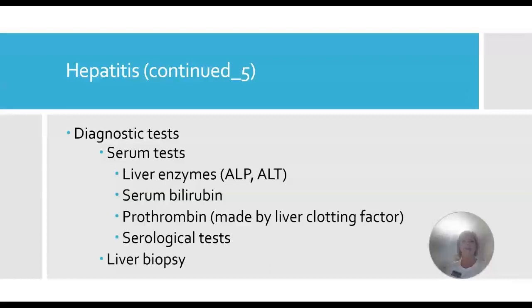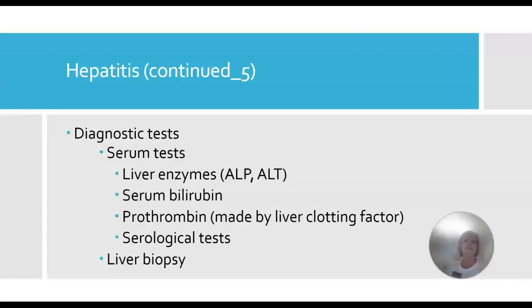Alkaline phosphatase and ALT, but I usually refer to them as ALP and ALT. Those are your liver enzymes. We're going to look at your serum bilirubin. You really shouldn't have any bilirubin in your body because your liver should excrete it through your body, so you shouldn't have any bilirubin. However, we could draw a serum bilirubin if you have higher levels.